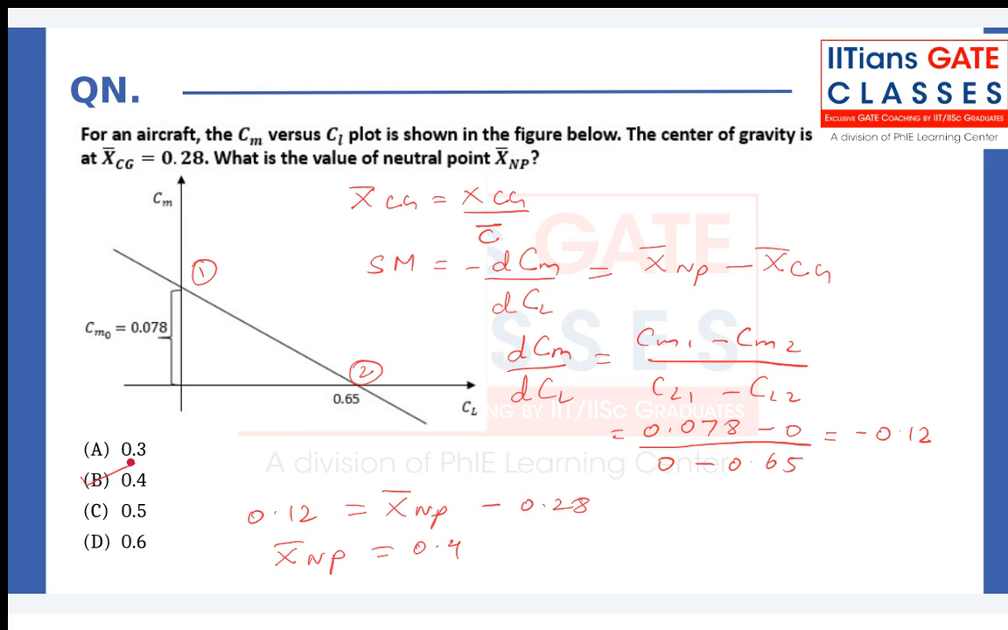So for this graph, what is the CL trim value? Can we do CM naught by CL from equation? Why will you do CM naught by CL? Yes, so Devansh, 0.65 is the CL trim value, correct? Yes. Satvik, I'm not sure what your question meant.